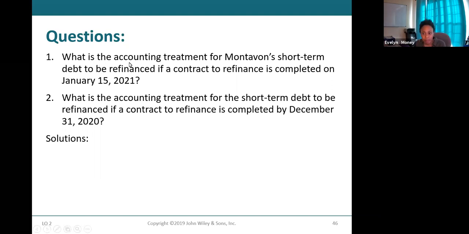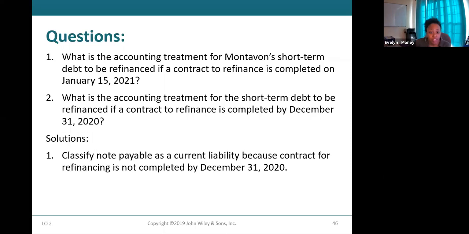What's the accounting treatment for the short-term debt to be refinanced if it is actually refinanced on January 15th, 2021? Now, if we refinance this, then we're not going to have to pay it until June 15th, 2022. So that's a whole year out. In that situation, because the refinancing is not expected to be completed by December 31st, it is shown as a current liability.